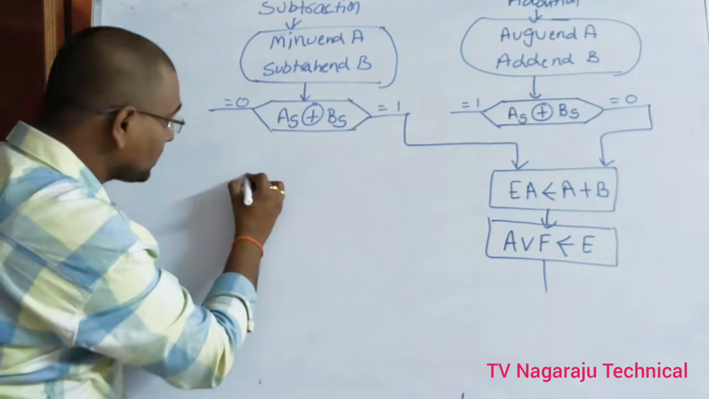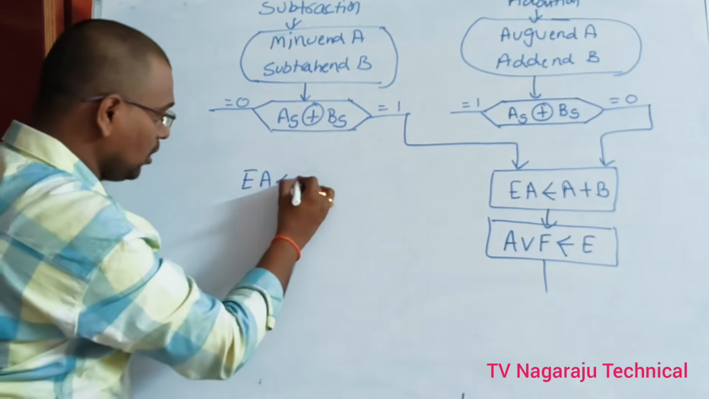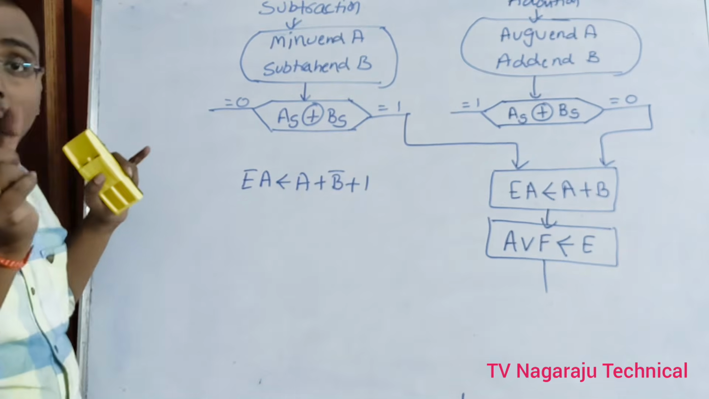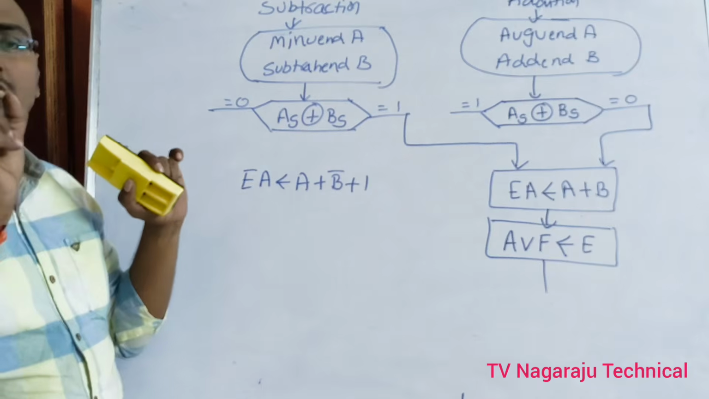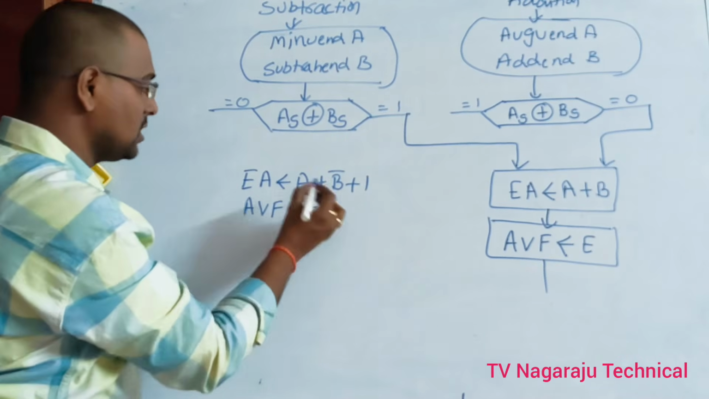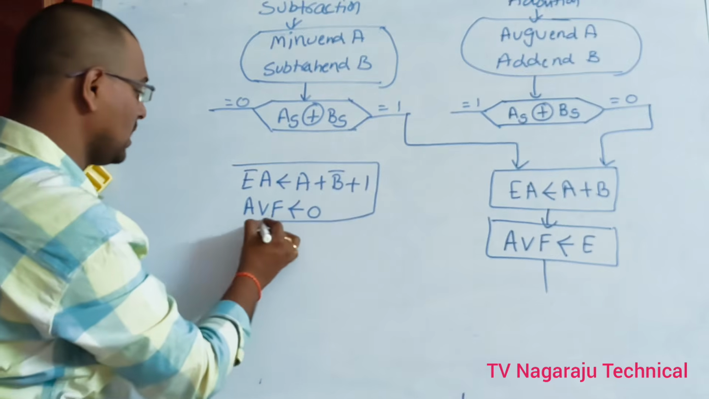So what is the meaning of subtraction? A tends to A plus B complement plus 1, right? After doing subtraction, in any case, we have no concept of overflow. Overflow is always 0. So overflow is cleared to 0.